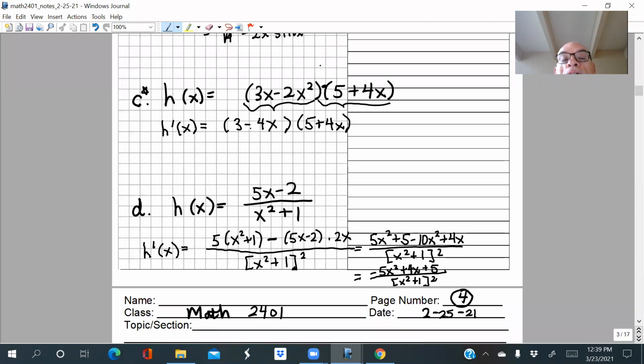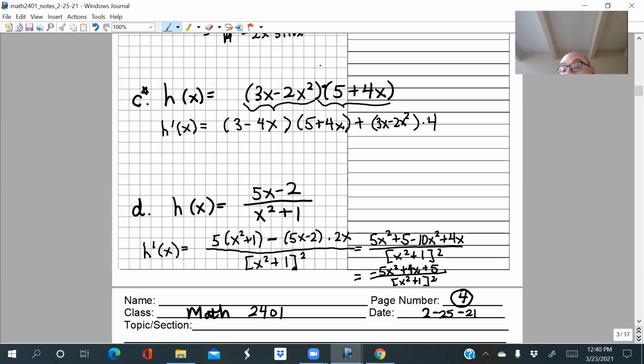So we get 3 minus 4x times 5 plus 4x. Plus, then you're going to switch that, so you're going to keep the 3x minus the 2x squared, and then take the derivative of 5 plus 4x. So Malcolm, help me again. What's the derivative of 5 plus 4x? That one's pretty easy. What's the derivative of 5 plus 4x? 4, exactly. So there it is. It's just that easy. So there we have the entire derivative now written down.